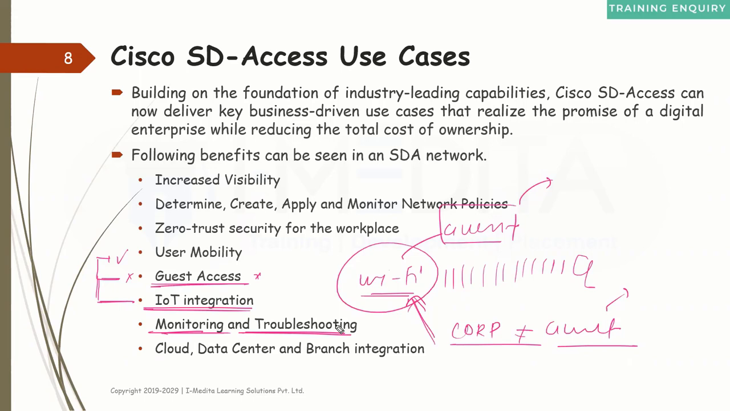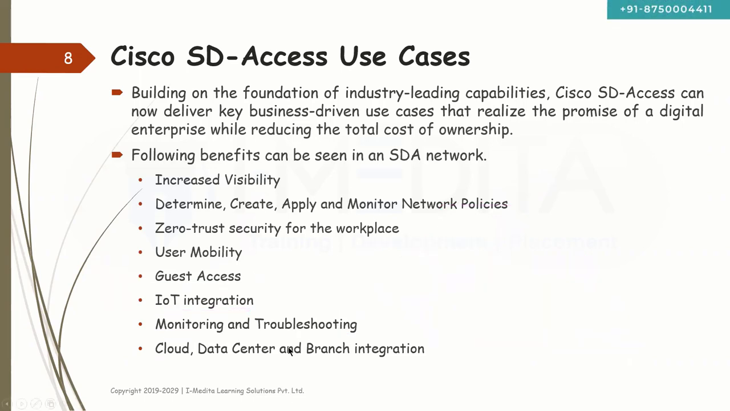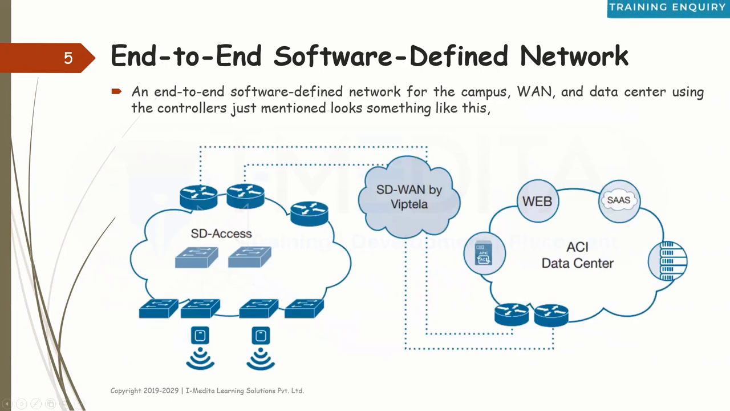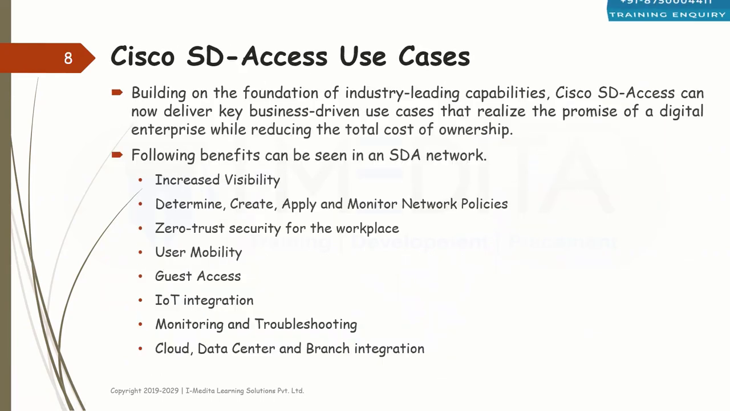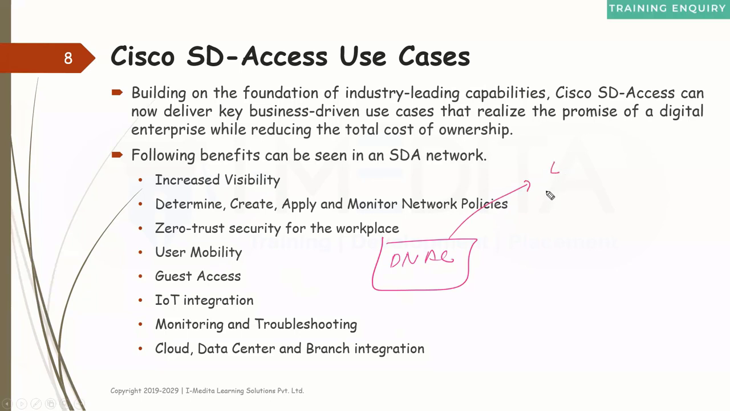We can integrate, for example, here in the previous diagram, our data center, our campus area network, or if we have added a branch or a data center on the cloud, all those sites can be integrated with the help of this SDA solution as well. And what they are trying to do, right? They are planning to make the DNA center a centralized point of control for both LAN and WAN.